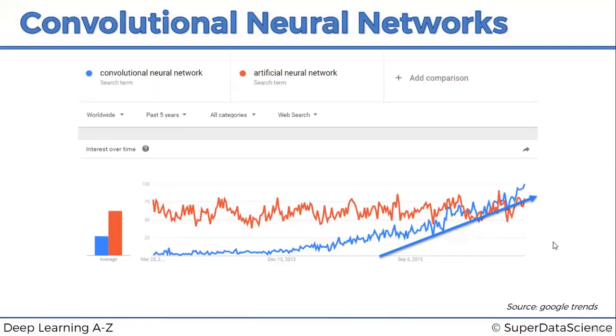So now let's try to understand what convolutional neural networks actually are and why they are gaining so much popularity. You can see here a Google Trends comparison I did just yesterday. Convolutional neural networks are even taking over artificial neural networks. There is a massive increase, and this is just going to keep going because it is a very important field.